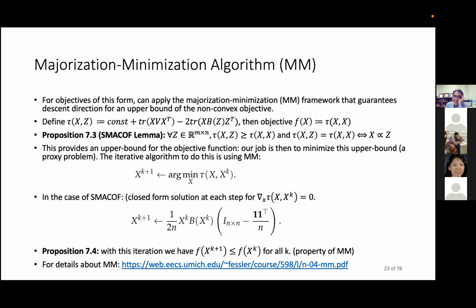Okay. So yeah, the recipe is very similar to EM. We have a bound and we have a process that monotonically decreases or increases it, so we end up having a local optimum. So let me now show the proof for proposition 7.3.